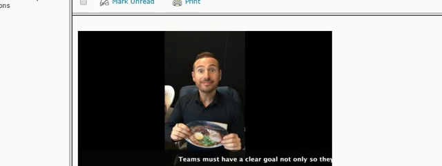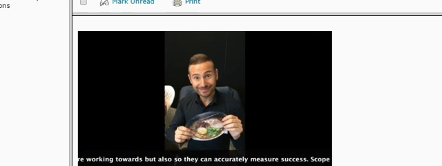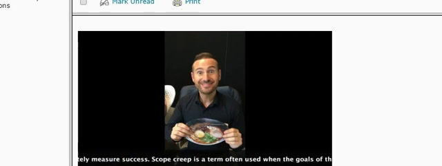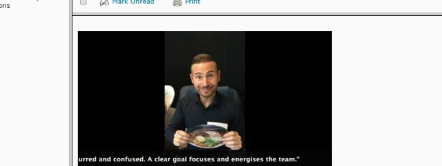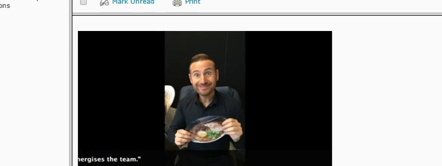A clear goal. Teams must have a clear goal not only so they know what they are working towards, but also so they can accurately measure success. Scope creep is a term often used when the goals of the team have been blurred or confused. A clear goal focuses and energizes the team.